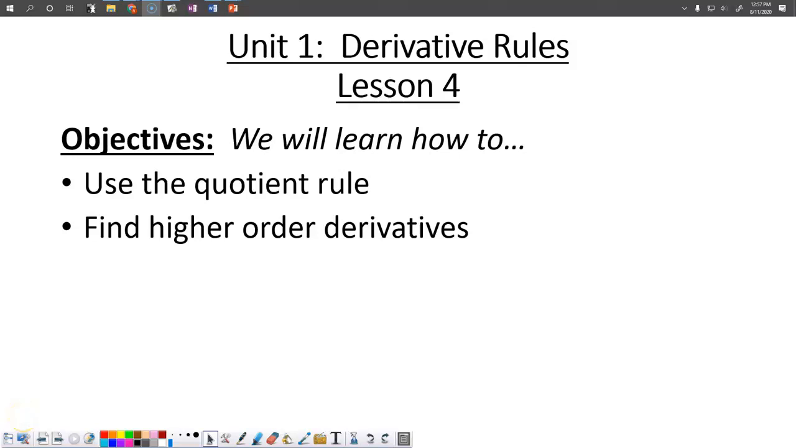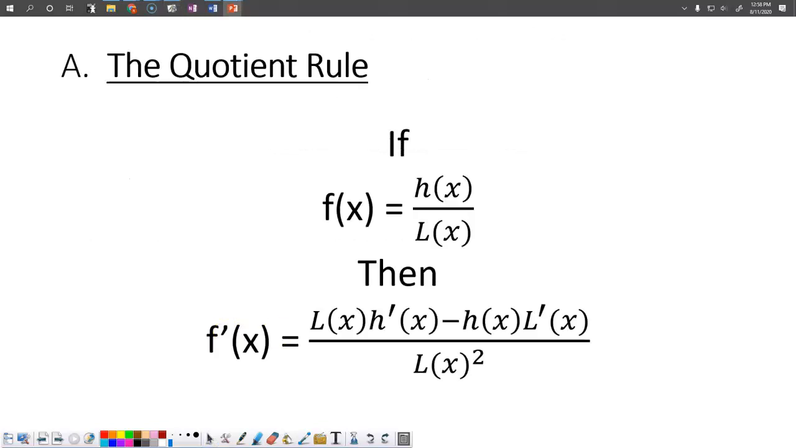We're going to learn yet another derivative rule, as we will in Unit 1 repeatedly. For this particular lesson, we're looking at something known as the quotient rule. After that, I'm going to introduce you guys to something called higher ordered derivatives. So we'll talk about what that is when we get there. But those are our two objectives for this lesson.